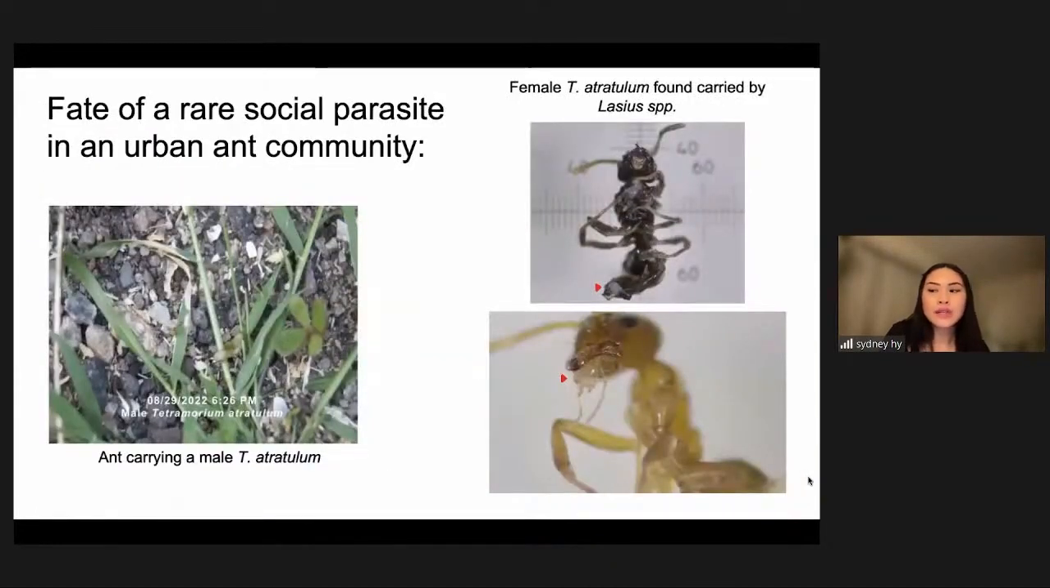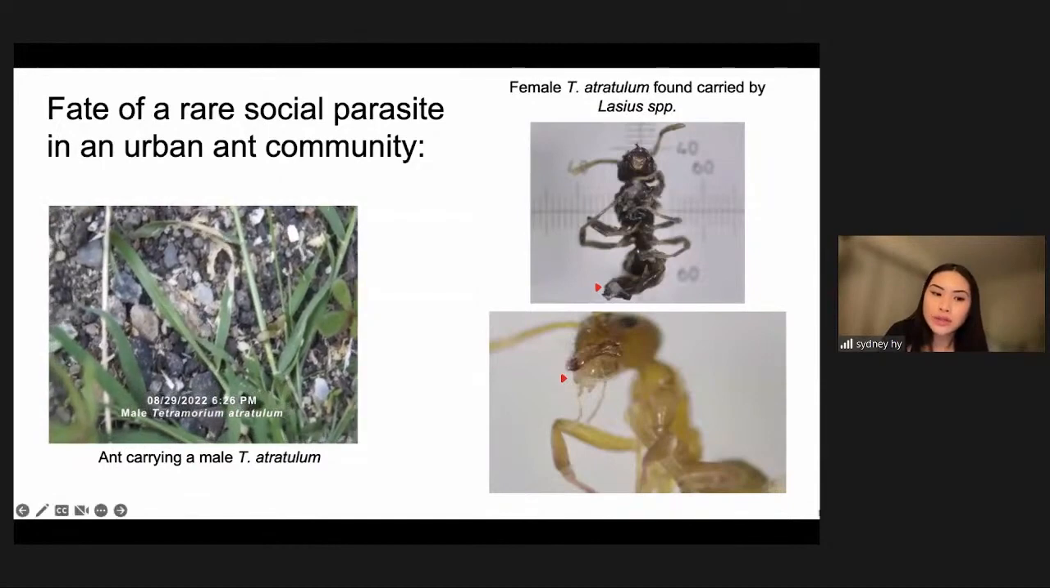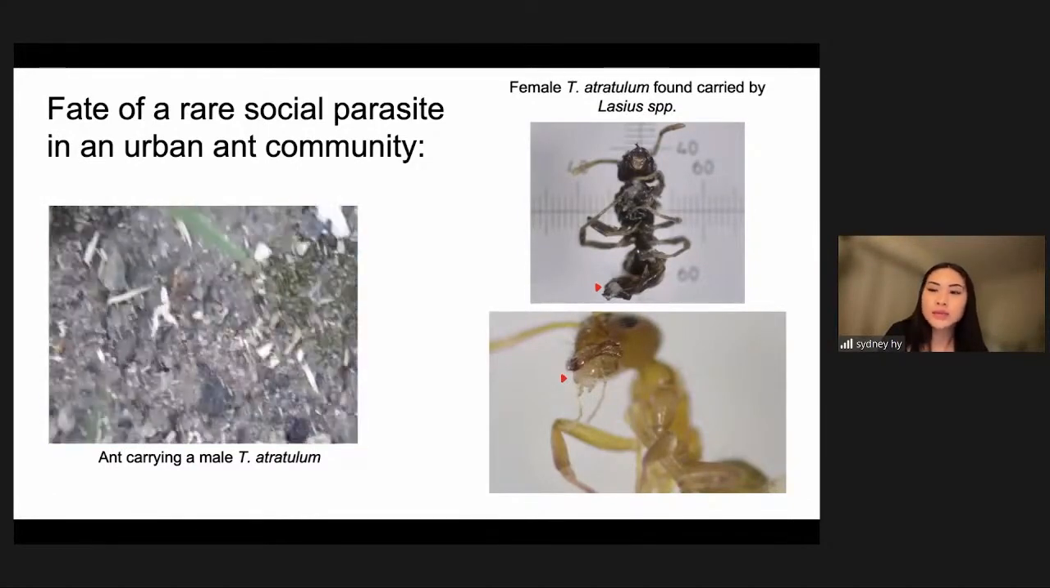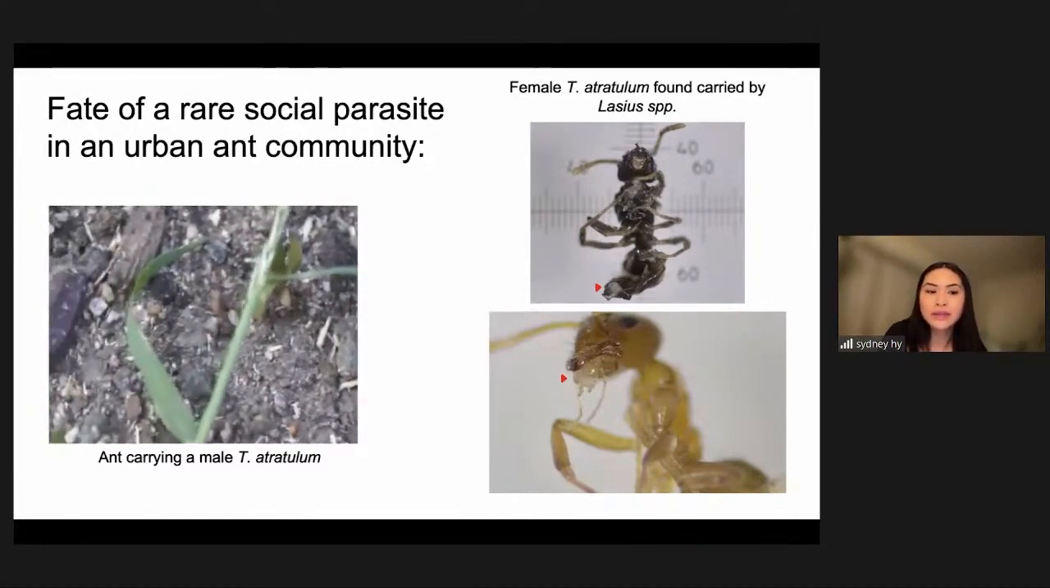I not only observed host workers carrying these parasites, but I also observed non-host workers carrying them. I observed both male and female parasites being carried.